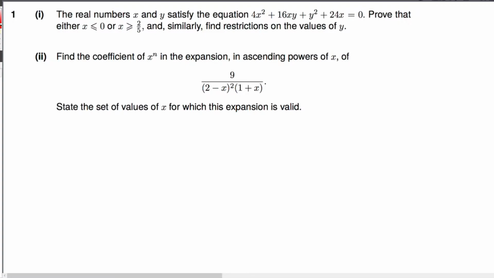So you see the question before you. The real numbers x and y satisfy the equation 4x squared plus 16xy plus y squared plus 24x equals 0. Prove that either x is less than 0 or x is greater than 2 over 5, and similarly find restrictions on the values of y.